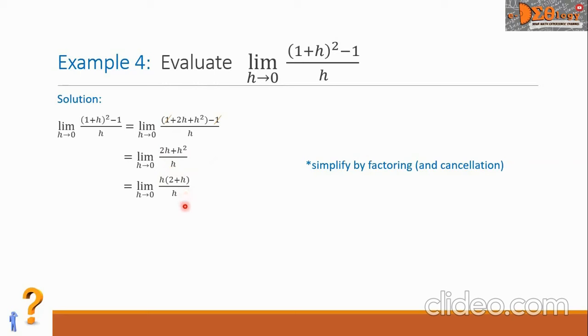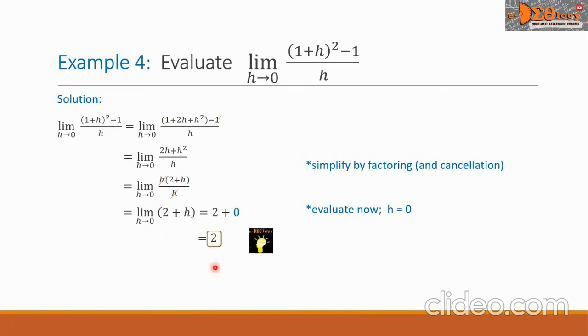And from here, we can see that h is common to the numerator and in the denominator. So we can cancel those h. Our function now is simplified into 2 plus h. At this point, we are ready to evaluate the limit and substitute the 0 to the h here. So we write 2 plus 0, and the answer is simply 2. This is our final answer.